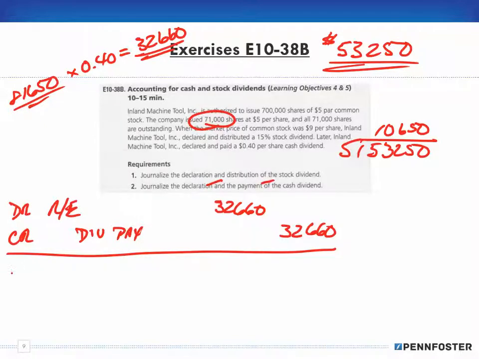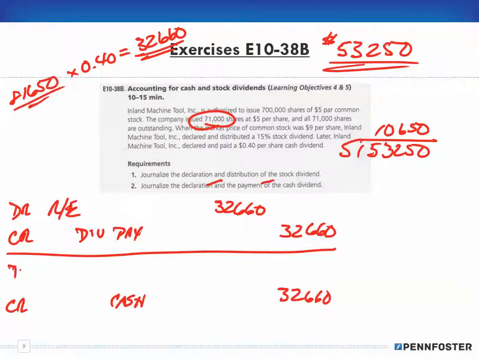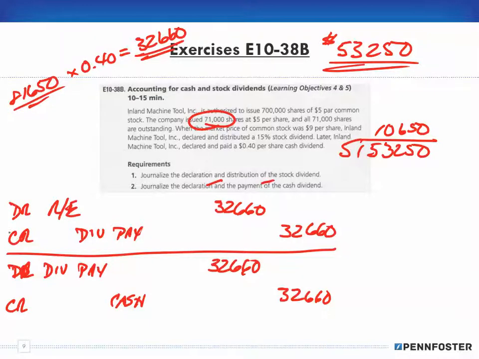So we're going to credit cash, because we're going to pay it out, and we debit the dividend payable. We're paying off the liability. The credit and the debit wash each other out. So we're left with taking the money out of retained earnings, and we're paying it out in cash to the shareholders. Very similar to accounts receivable or accounts payable.